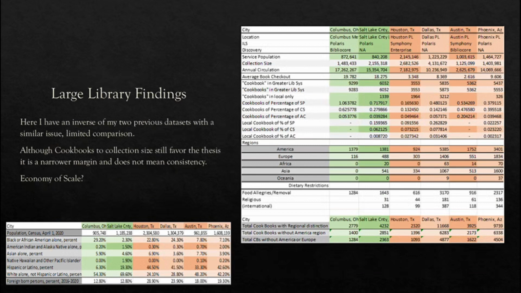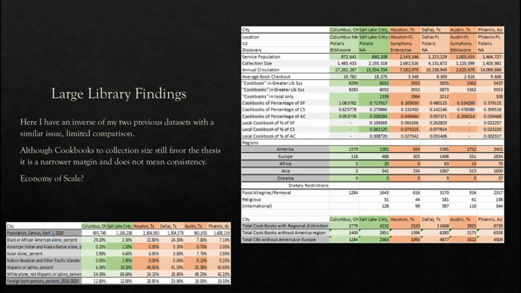The findings for the large library did lead to a few interesting observations. Unlike in the previous data sets, where I had more high acceptance cities than low acceptance cities, here it is the inverse. When looking at the cookbooks as a percentage of the collection size, we see that cities with higher acceptance generally lead, although Austin, Texas and Phoenix, Arizona both have a higher percentage than Salt Lake County.